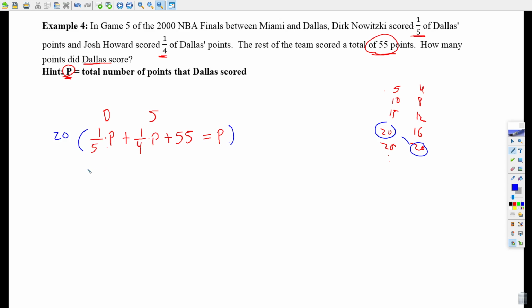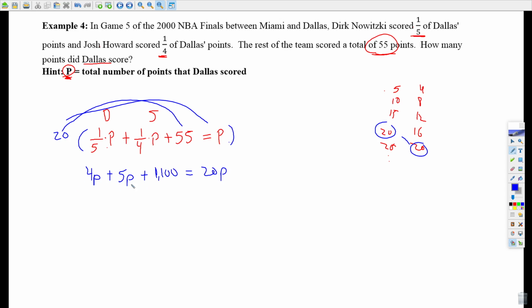So what do we get here? We get 4p plus 20 times 1/4. That would be 5p. Plus 20 times 55. A lot of students forget to multiply this part here, the 20 times 55. That's absolutely important. Otherwise, you'll get a way off answer. That's 1100. Equals, don't forget to do this one as well, 20 times p, or 20p.